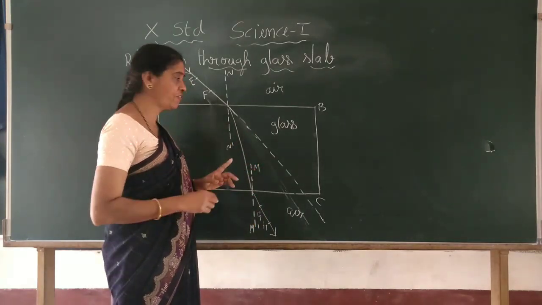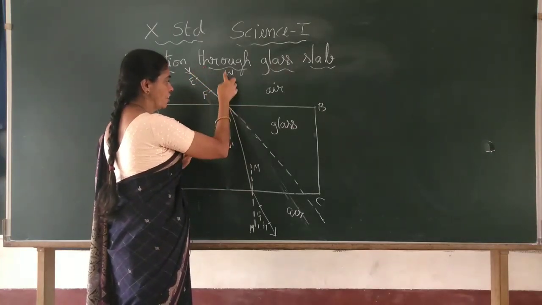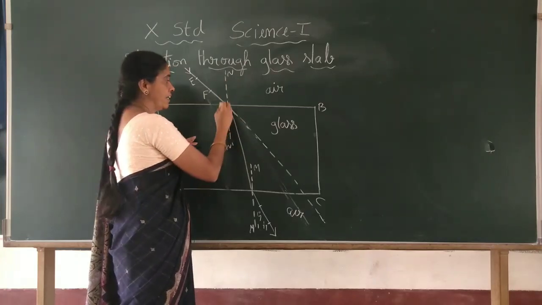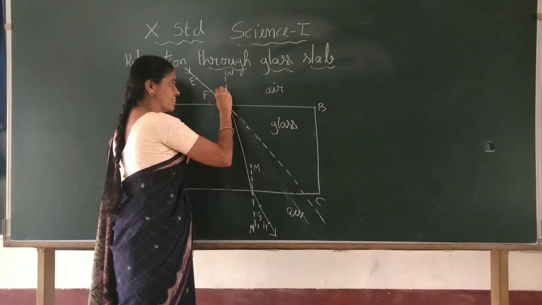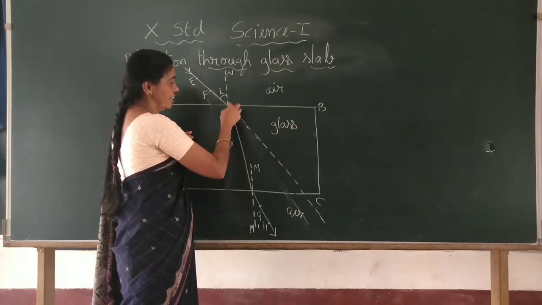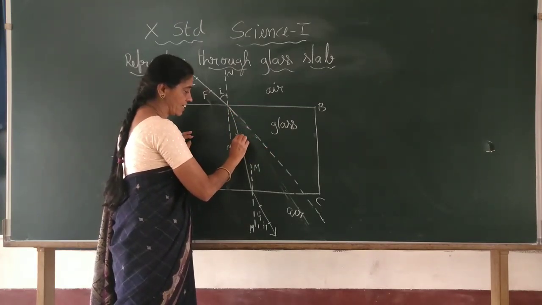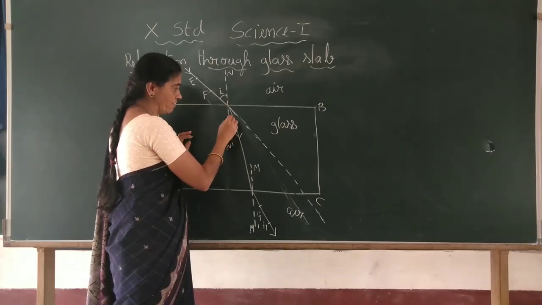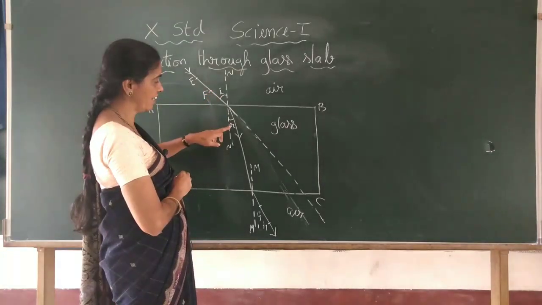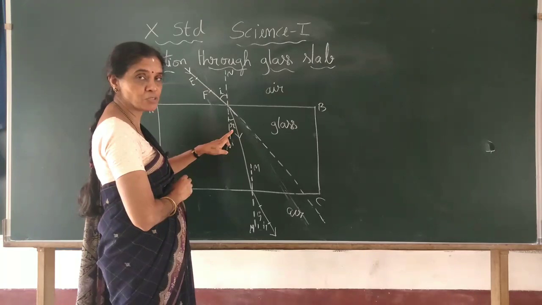Okay, and if you see the figure here, this is the incident ray, this is the normal. At the point of refraction I have drawn the normal N and N dash, and this is the angle of incidence, angle i, right? And this is the refracted ray, and with the normal it makes an angle r. Now if you see i and r, angle i is bigger and angle r, the angle of refraction, is smaller here.